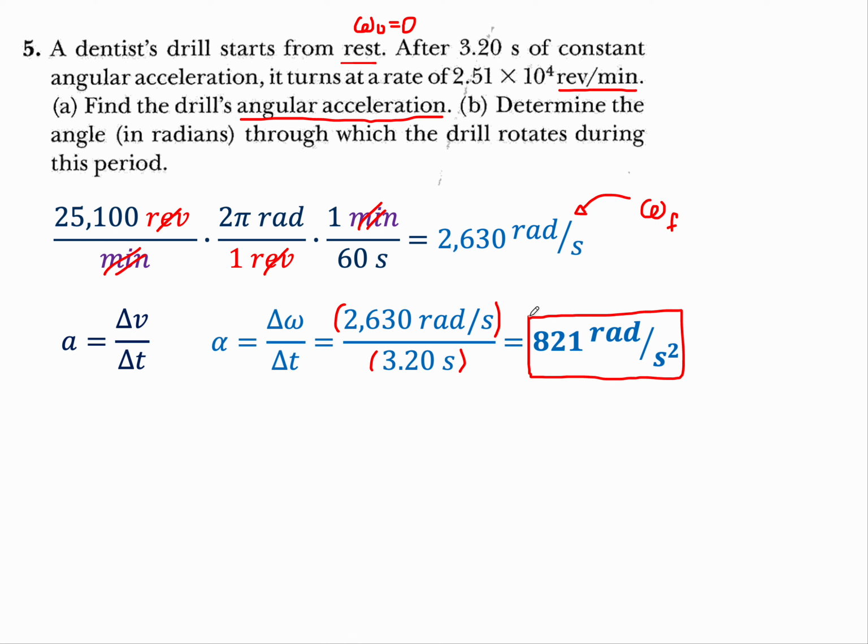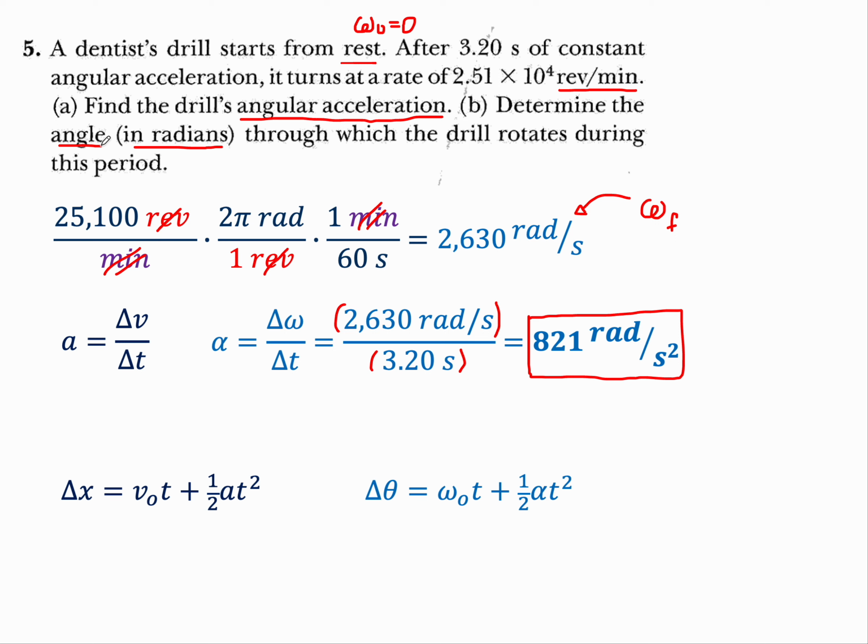Part B asks, what's the angle in radians through which the drill rotates? Well, this is kind of like displacement. And we could use this equation, or actually we could use just about any of them that have displacement at this point, because we know the time, we know the initial angular velocity, the final angular velocity, and we know alpha. I'm just going to use this one, and if we translate it, we get this.